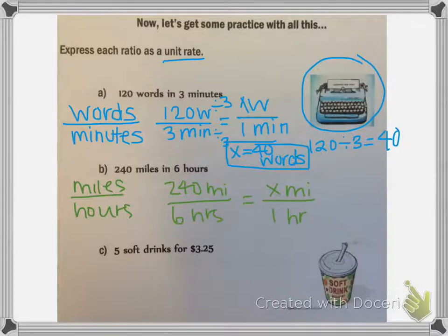So I have to solve for X. Well, I see that I have 6 and 1 on the bottom. So how do I get 6 to be a 1 through division or multiplication? I can divide by 6. 6 divided by 6 equals 1. Whatever I do to the denominator has to be done to the numerator. So 240 divided by 6 will equal X. So if we do 240 divided by 6, we will get 40. So X equals 40 miles.